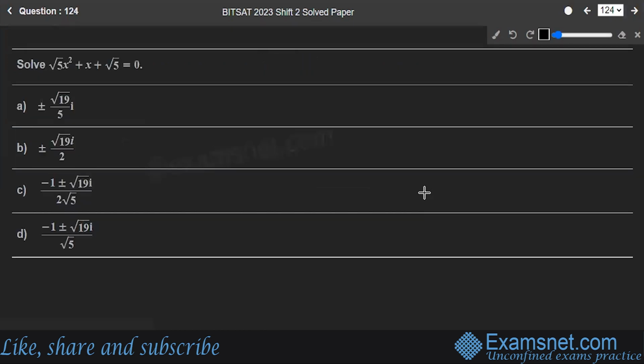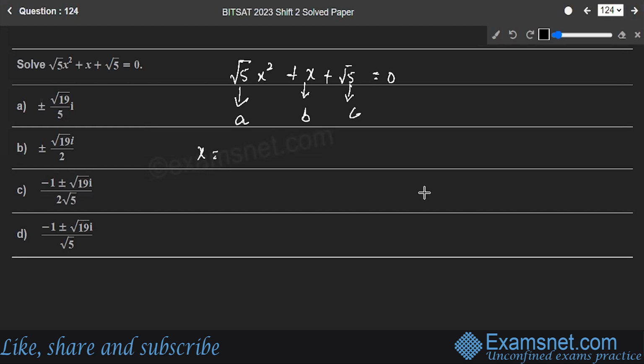Next is question number 124. You have to solve this. That means you have to find out the value of x. So it's simple as that. You have root 5 into x square plus x plus root 5 is equal to 0. This is A, this is B, and this is C.